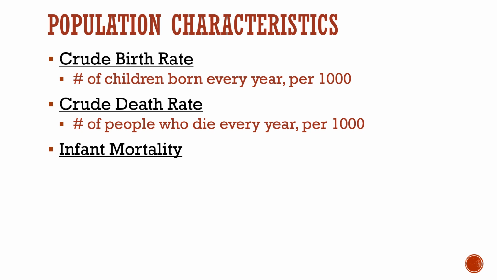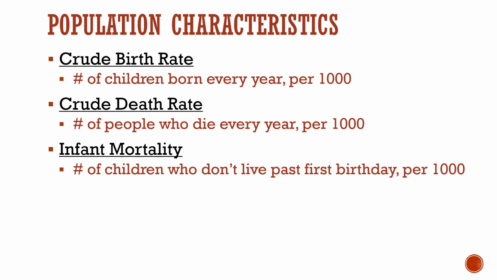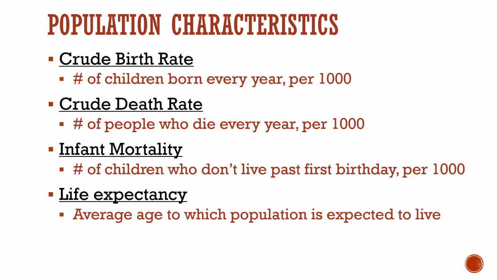Also, a lot of times we'll look at infant mortality, which is the number of children who do not live past their first birthday per 1,000 people. This gives an idea of typically longevity, healthcare, things like that, food resources. Oftentimes, especially if you think about some of the underdeveloped countries like in Africa, the crude birth rate may be really high. Lots of babies are being born all the time, but a lot of them don't live past their first birthday. So the population dynamics isn't changing a whole lot because of that. And then life expectancy, just the average age to which the population is expected to live.